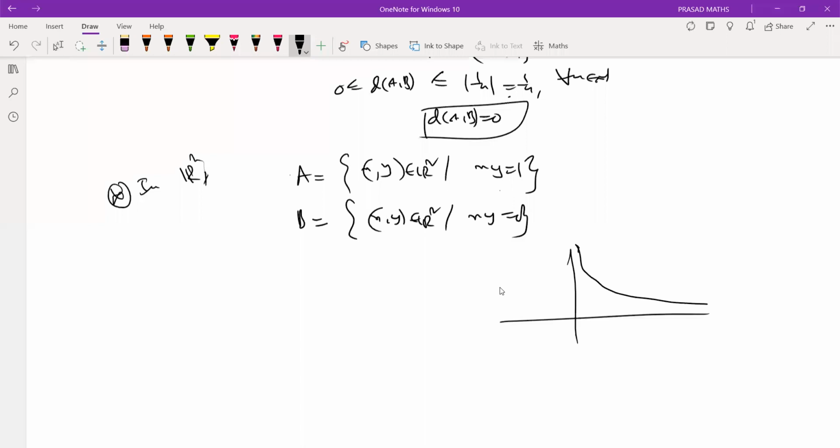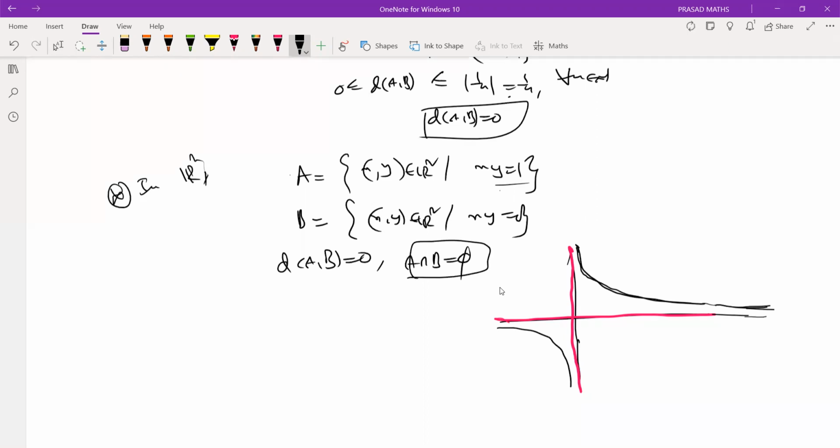Both are positive. It is sitting inside the first quadrant as well as the third quadrant, because xy equals 1, and 1 is positive. Therefore, it is in the first quadrant as well as the third quadrant. My B set is nothing but the axes. You may observe that somewhere it is closer to this, but it doesn't touch the x-axis. Somewhere it is closer to x. So we may observe that the distance between A to B is 0, but A intersection B is empty, because both are disjoint.